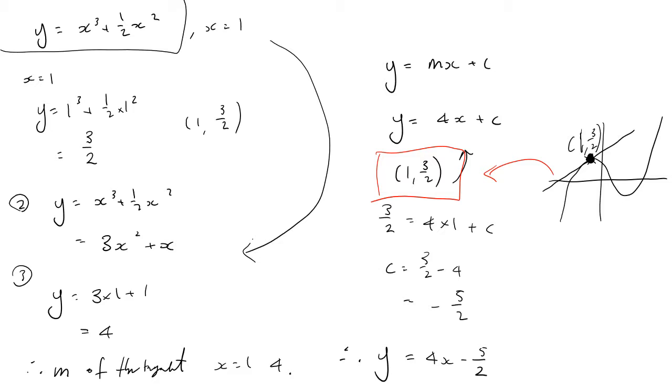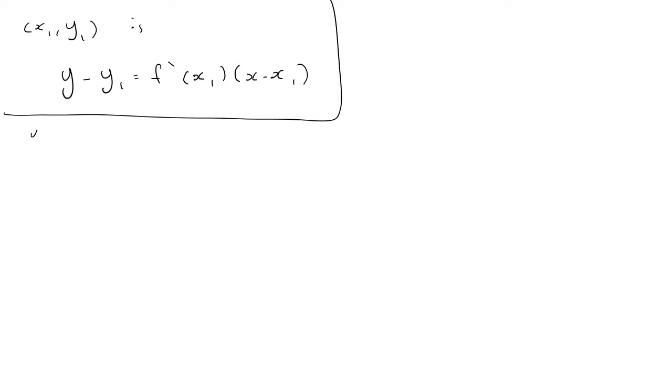Now, another way of doing this is by using a formula. So the formula goes: the equation of the tangent at (x1, y1) is given by y minus y1 equals the derivative of f at x1, times x minus x1. So if we do our previous example using this formula, we had the equation y equals x cubed plus half x squared at point x equals 1.